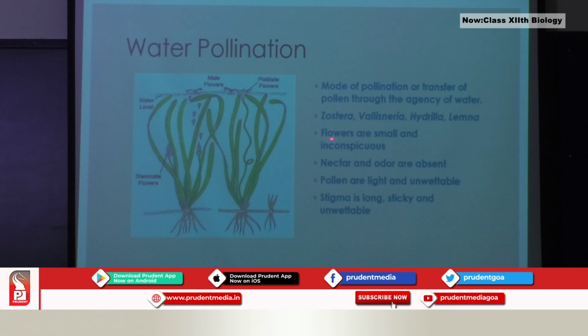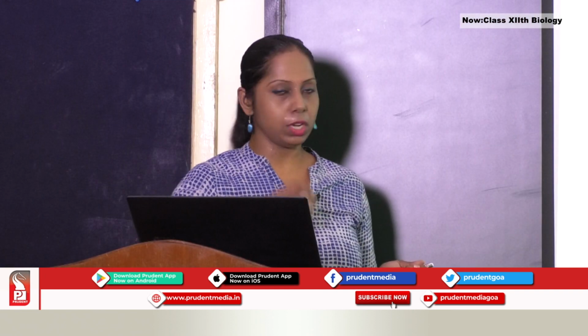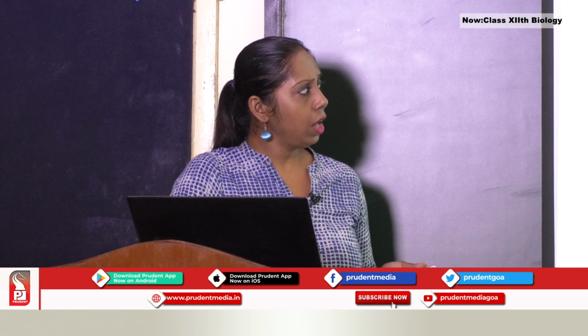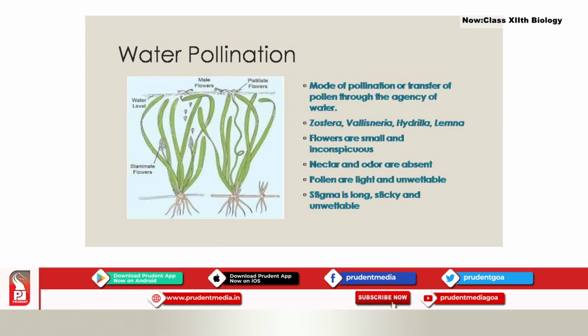Now, what is the nature of the flowers in this case? In these plants, the flowers are going to be very small and inconspicuous. They are not going to have any nectar or odor. As it is, they are very small. They are not going to have their proper whorls also. The pollens are going to be light and unwettable. So also will be the stigma, which is going to be unwettable, long and sticky.